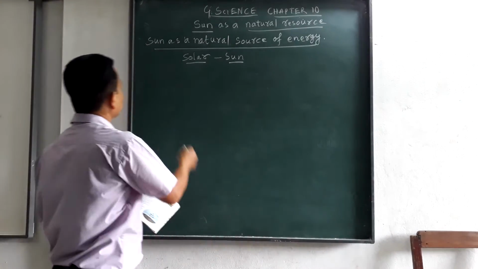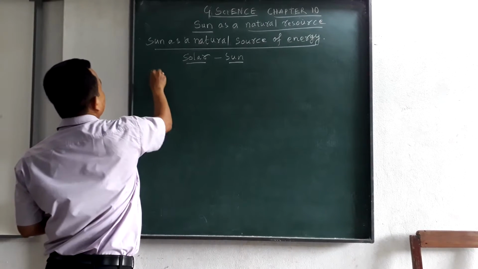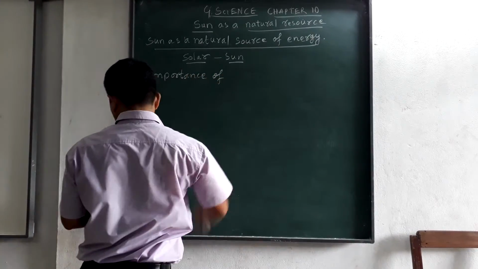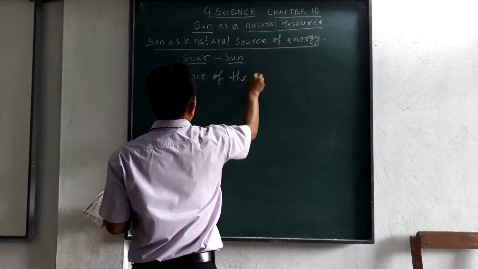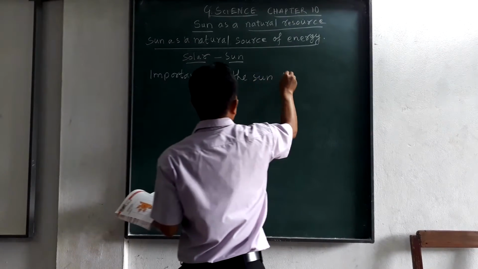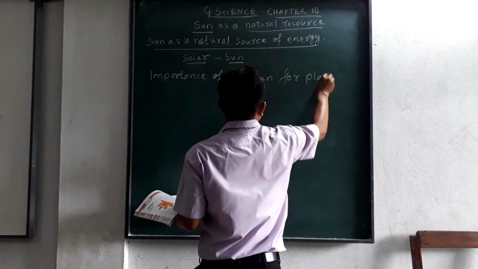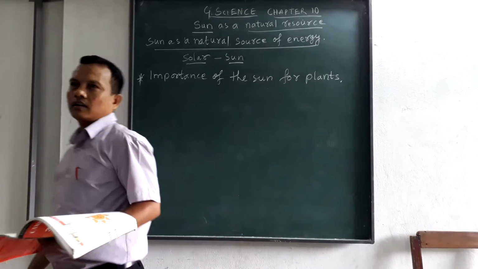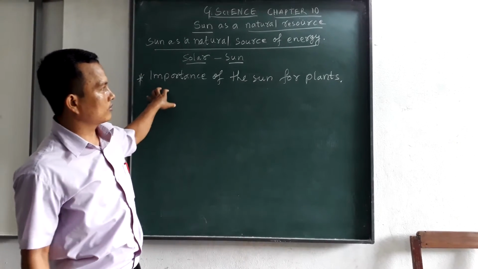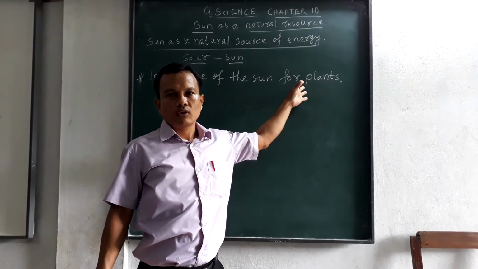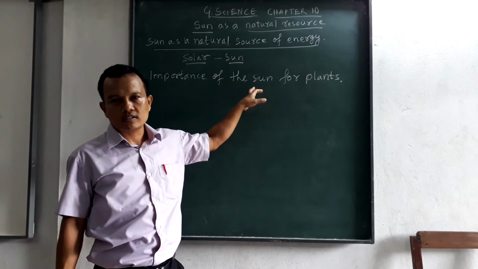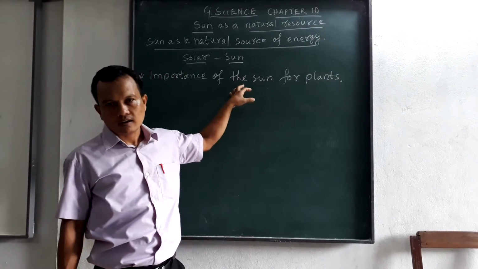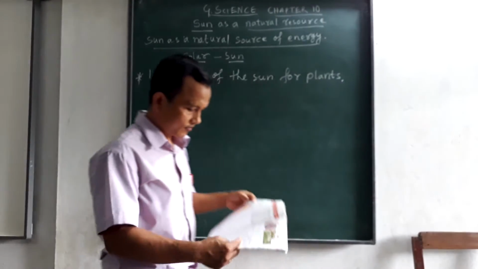Now let us come back to the point, that is the importance of the sun for plants. Okay, this is one objective. Why is it so important for the plant? We all know that plants cannot survive without the light of the sun. So the main source for the plant is the sun. How? Let us discuss in brief.